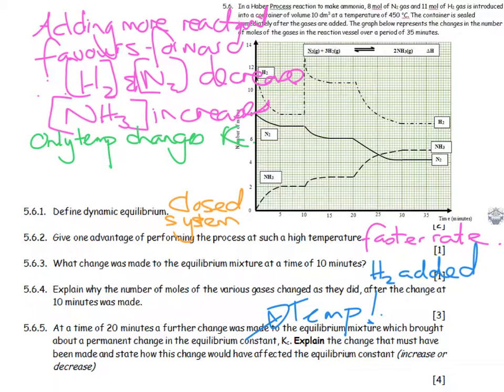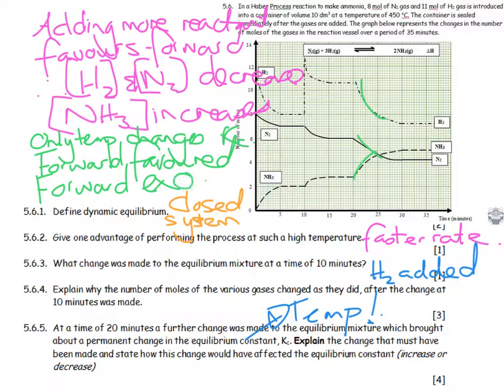At 20 minutes, what has happened? I've got less H2 and less N2 and more NH3. So in other words, forward was favored because I made more product. We know that forward is exo because that was given to me. And therefore, what do you favor? What favors the exo? It must be a decrease in temperature.